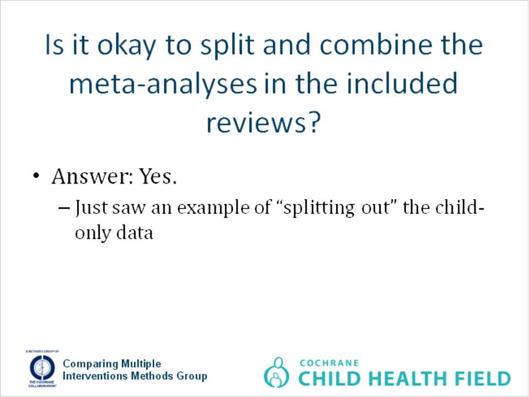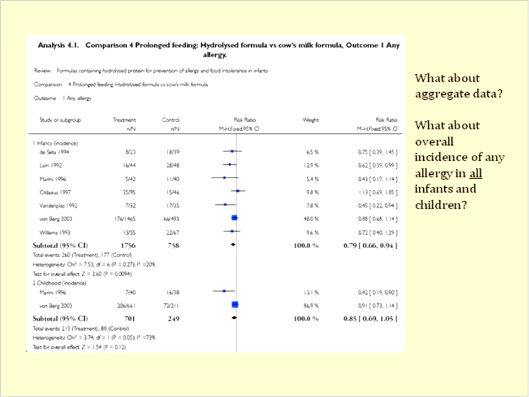The child-only data, the example that we just saw, is one example of splitting out some data. And by splitting, what I mean is using only certain trials from the meta-analyses. Combining data would be the opposite, so that involves taking data from two separate meta-analyses and combining them together into one. So since we just saw an example of splitting out the child-only data, now I'm going to give you an example of what it would look like to combine data together.